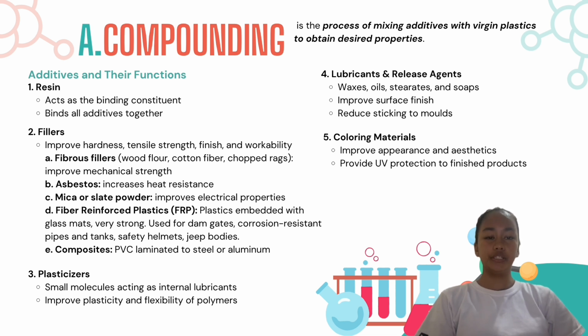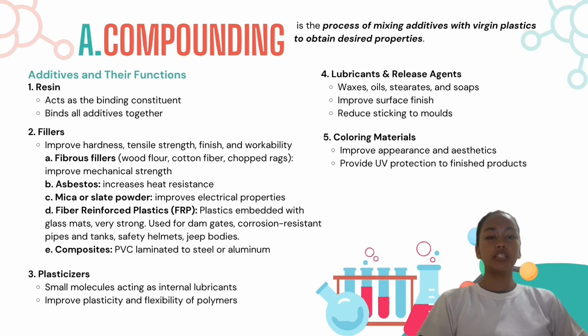First, we have resins. Resins is the main base material of plastic. Hinahalo ito kasama ng iba pang additives at ito ang nagbabind o nagdudugtong sa lahat ng ingredients para mabuo ang plastic. Next, filler. It consists of added materials like fibers or powders. Hinahalo ito sa plastic mix para mas palakasin yung hardness, tensile strength, workability, and durability ng plastic.